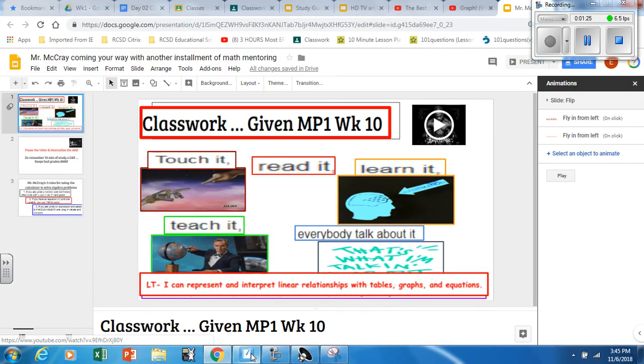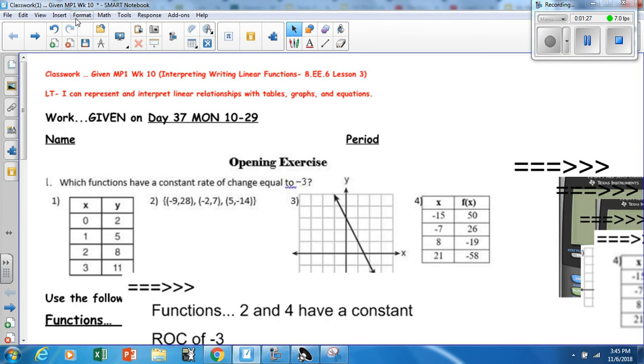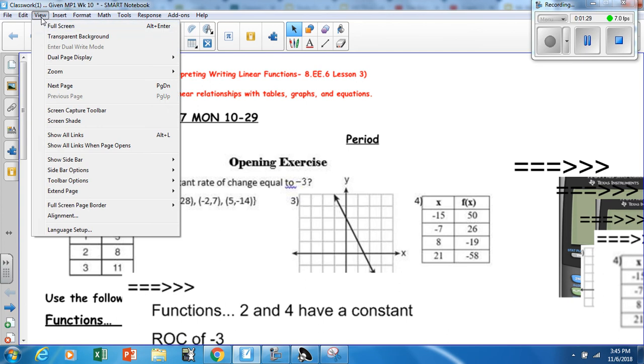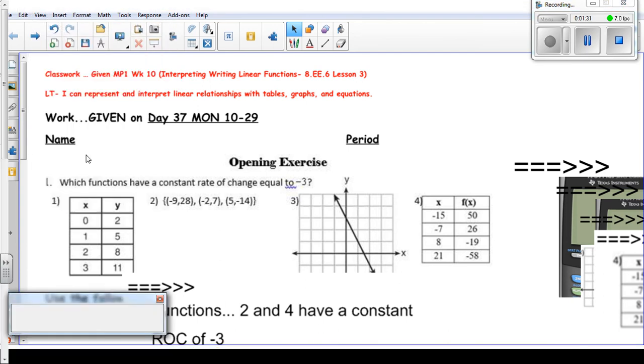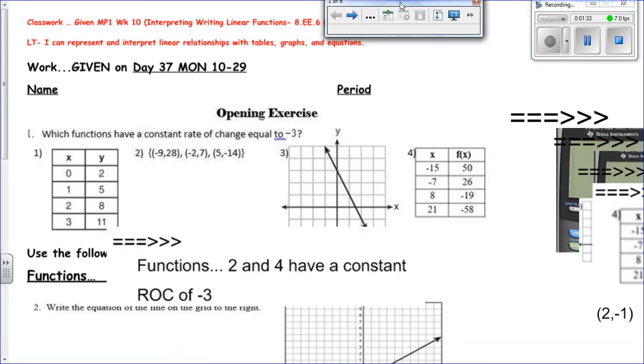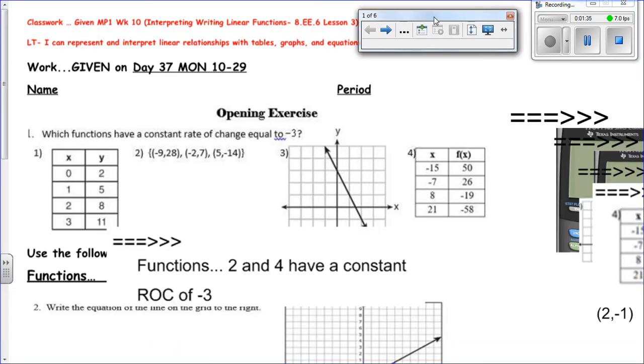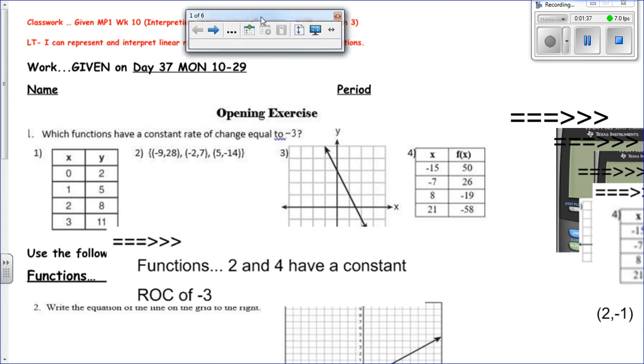All right, for our problem today, we're going to go to full screen. Let's do it. View. Yeah, rock it out. Full screen. Yeah, okay. So we're in full screen mode. We see the learning target.